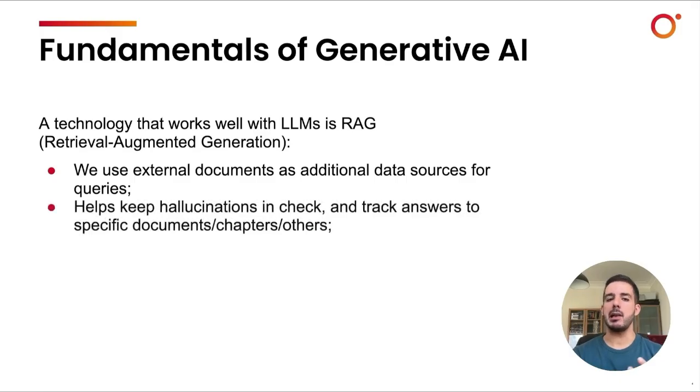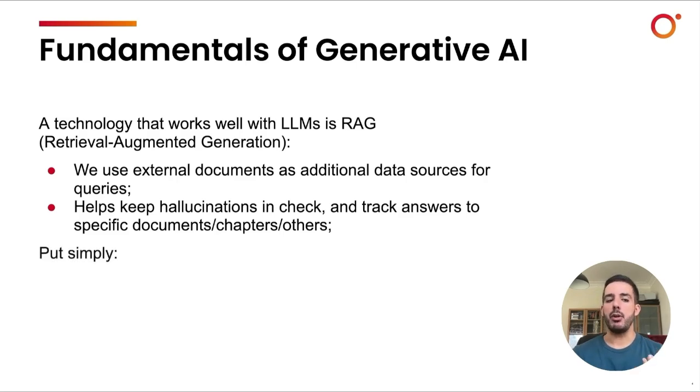RAG is good because it helps keep hallucinations in check, and it can also help track answers to specific documents, chapters, or others. Because when you are creating what we call the embeddings, if you have metadata such as chapter 1, chapter 2, chapter 3, then when you generate an LLM answer, it's going to tell you, I picked this specific piece of information, or I fixed this value, taking into account this information on chapter number 3.